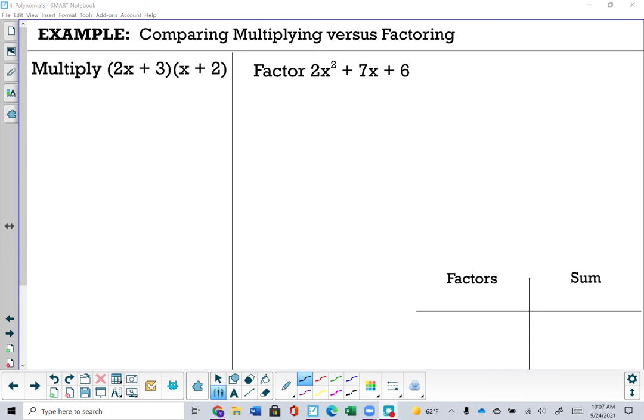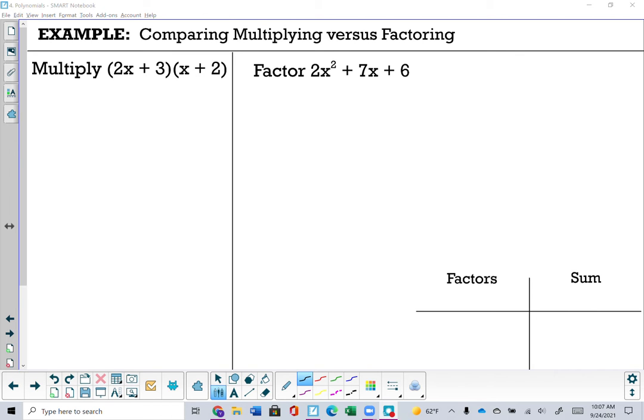All right, so we've seen two types of factoring already. We've factored out the GCF and we've also factored by grouping. So now we're going to look at quadratics. If we have a quadratic, we're going to use a method called the AC method.